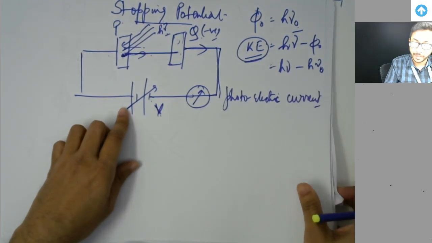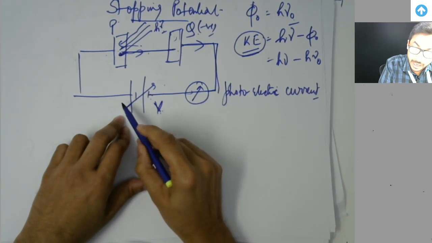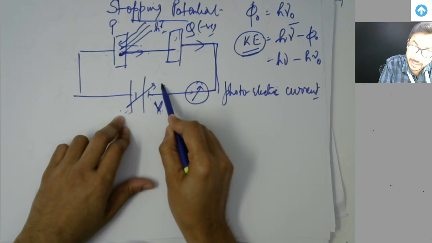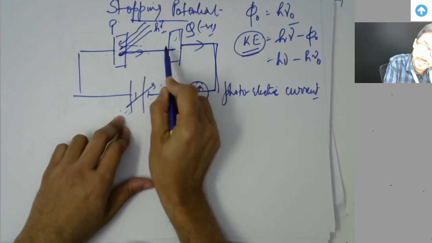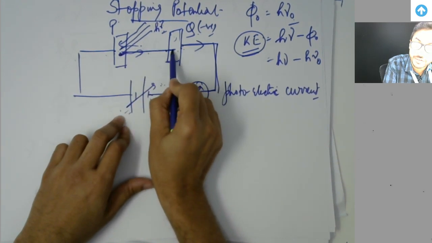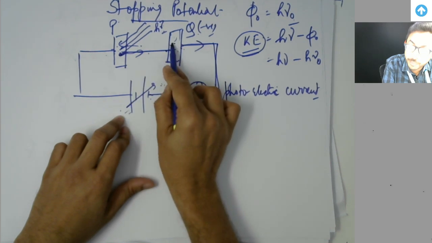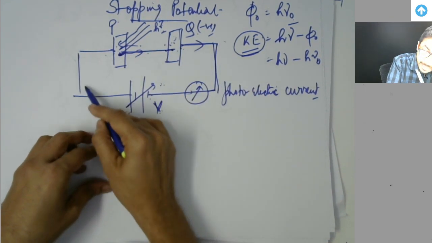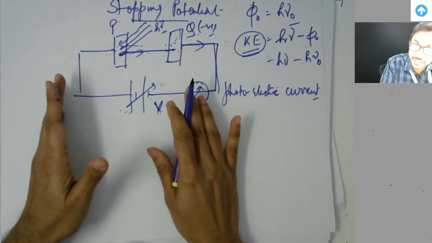But suppose we go on increasing this voltage. If we go on increasing this voltage, then what will happen? The repulsive force is increasing. As the repulsive force is increasing, fewer electrons are now falling on plate Q, and slowly the deflection of the galvanometer will be decreasing.